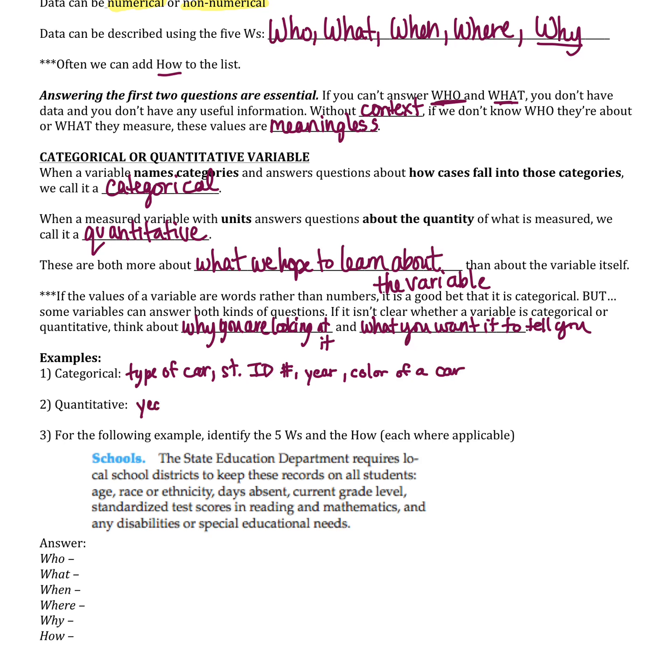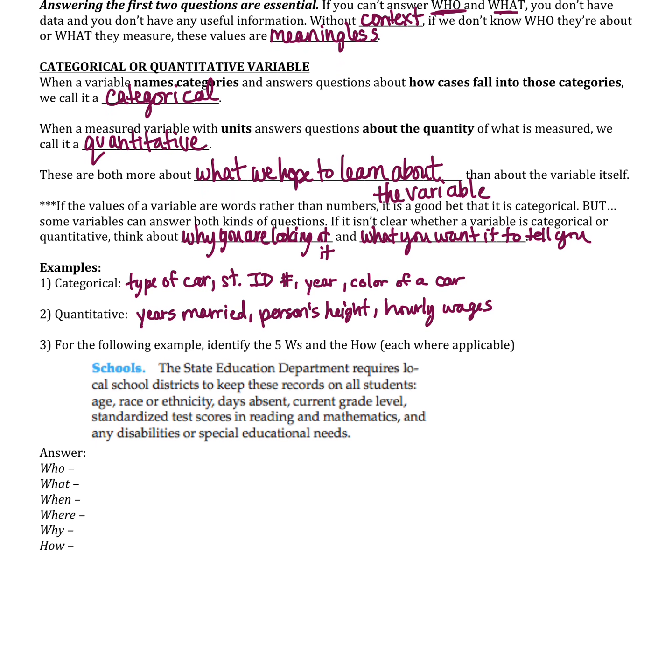Quantitative, say years that 2 people have been married, a person's height, hourly wages, and once again, we could keep going and going and going. Okay. We're going to do one example, and that's it for this video. For the following example, identify the 5 W's and the how, and how each were applicable. I know that we really struggled with this at the beginning of the year. Hopefully, this is a breeze to you guys at this point.